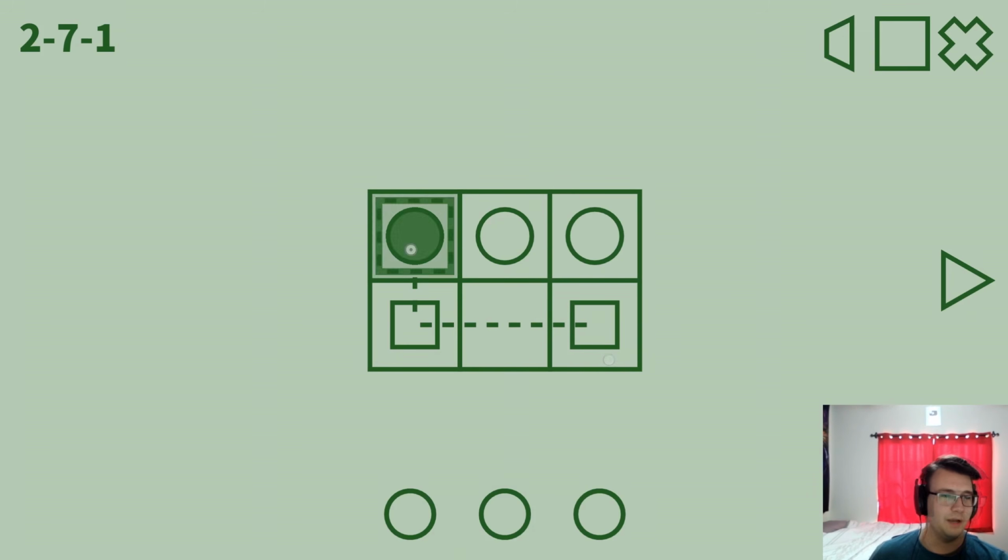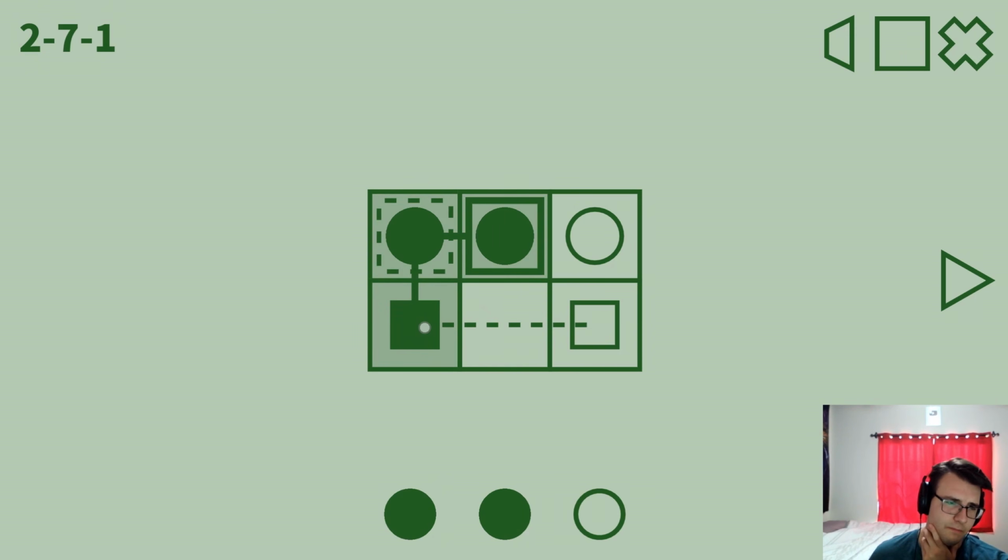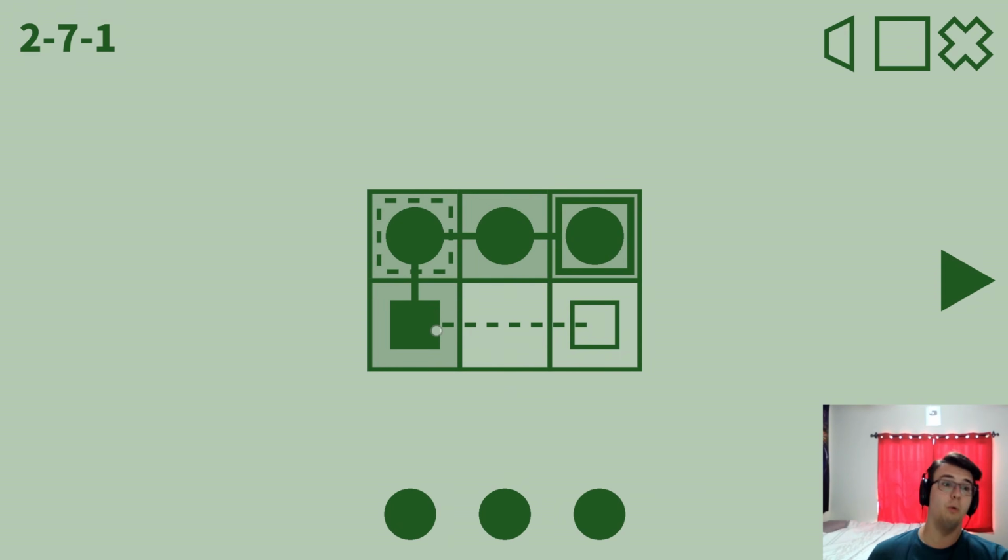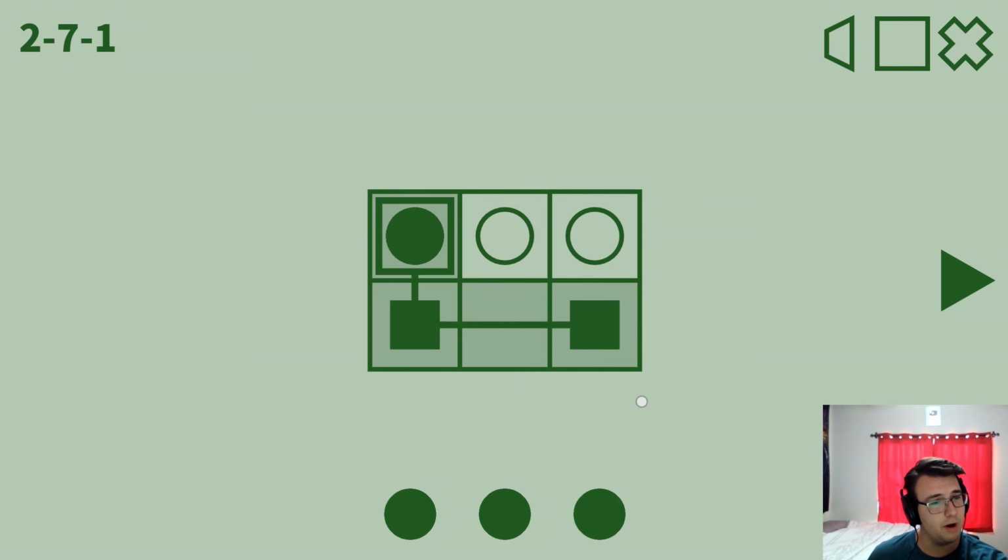2, 7. It wants me to go through 1 circle and 2 squares. What if I go through it like this? What if I go through it in this direction? No, it has to start with a circle, end with the square. That's 2 of the rules. Circle, circle, square. Circle, circle, circle, square. What? So circle, circle, circle, square, or circle, square, square.